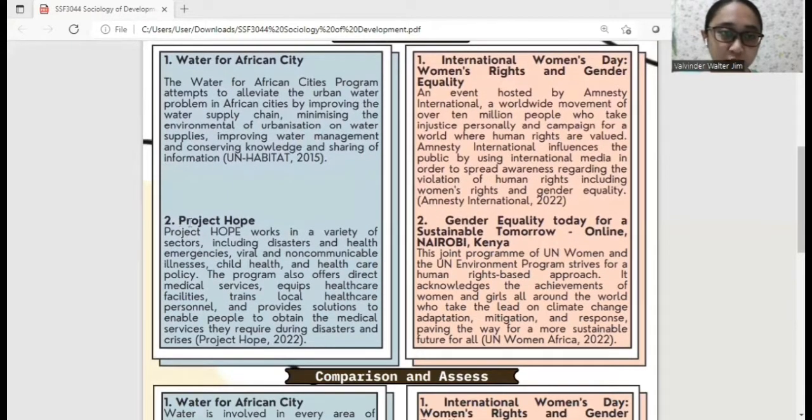The second project is Project Hope. Project Hope works in a variety of sectors, including disaster and health emergency, viral and non-communicable illnesses, child health and healthcare policy. The program also offers direct medical service, equips healthcare facilities, trains local healthcare personnel, and provides solutions to enable people to obtain the medical service they require during disasters and crises.